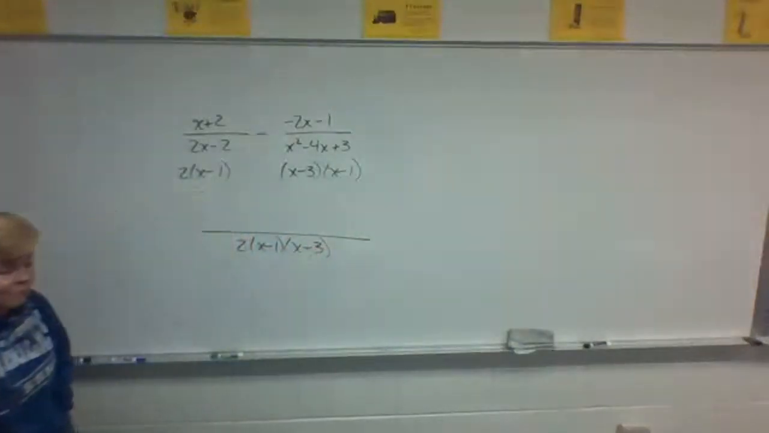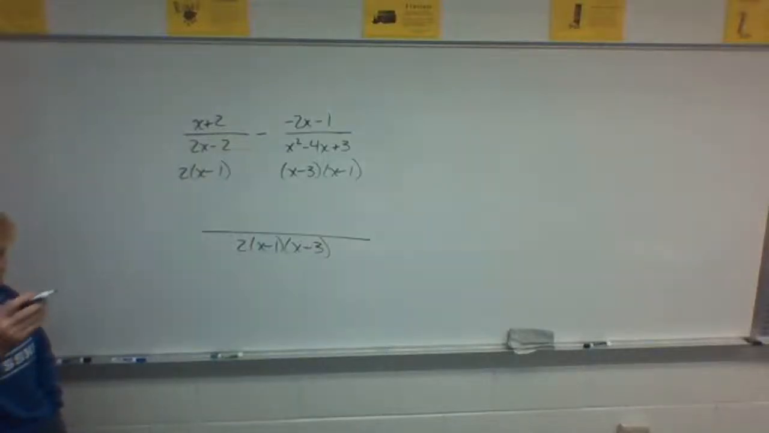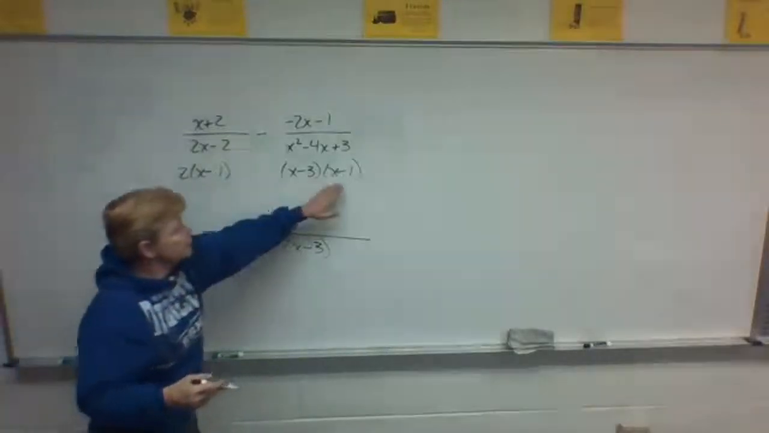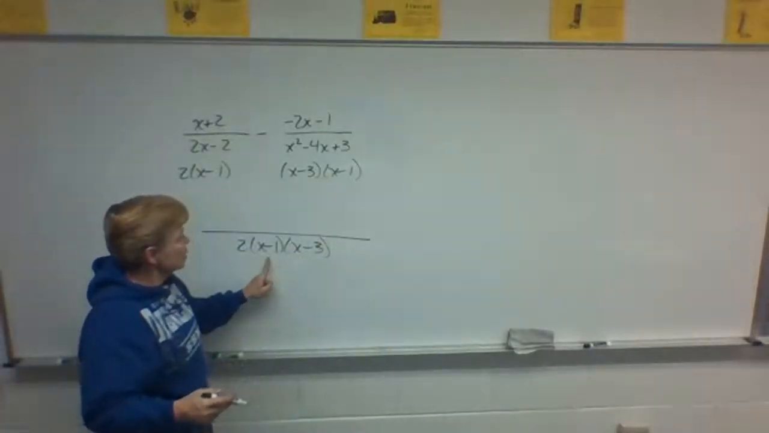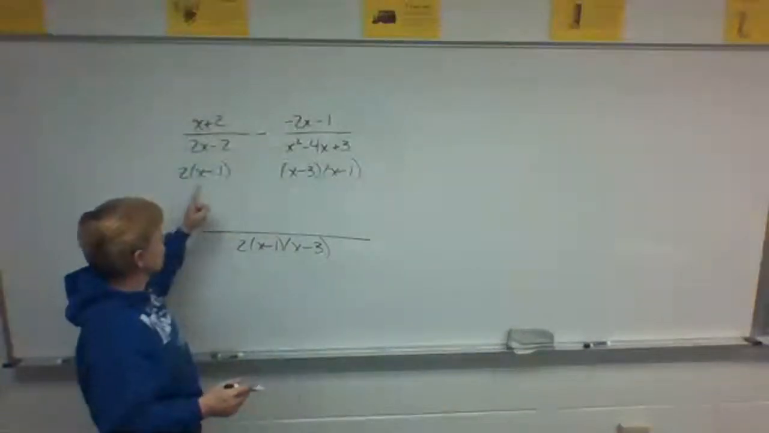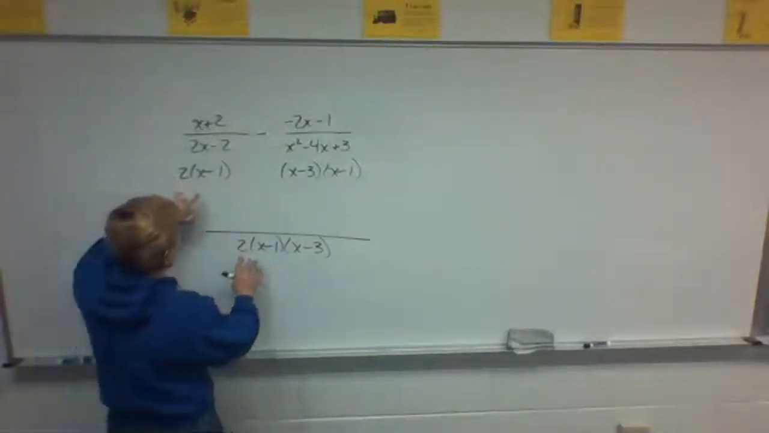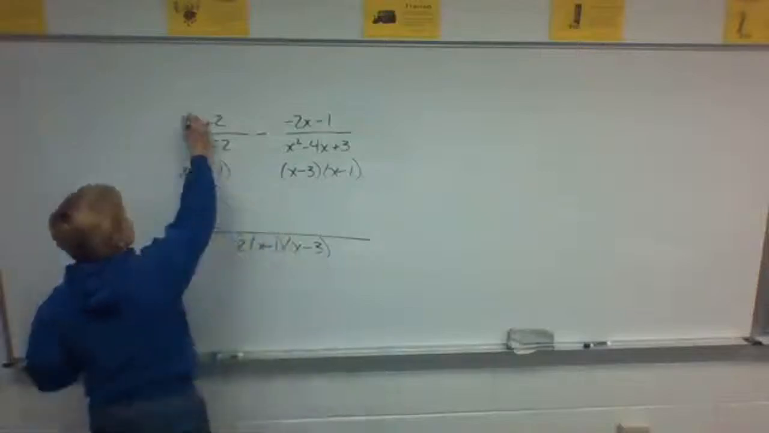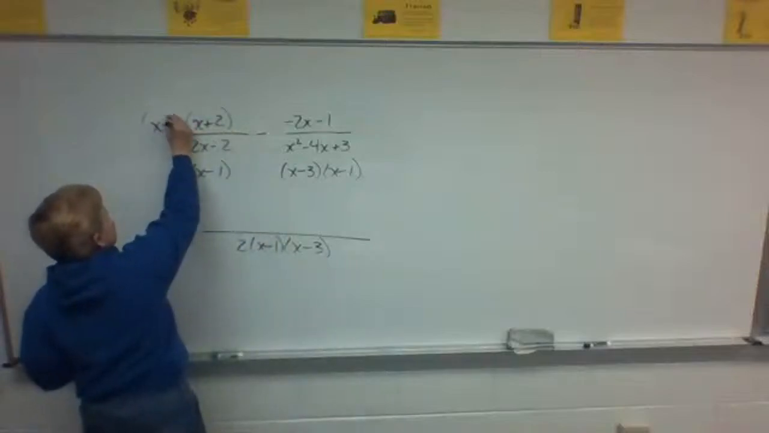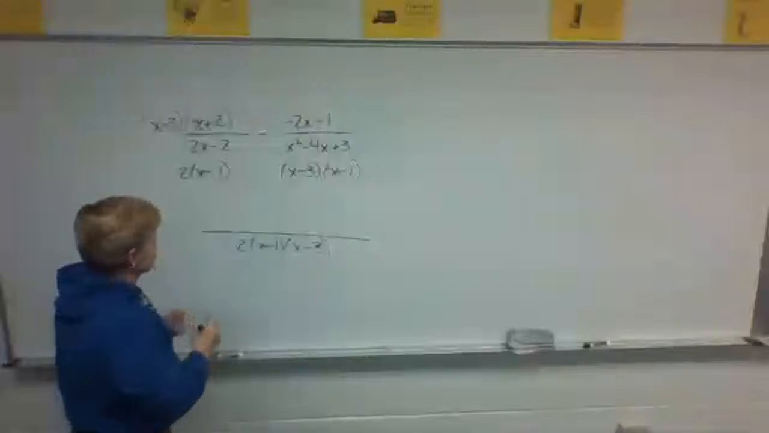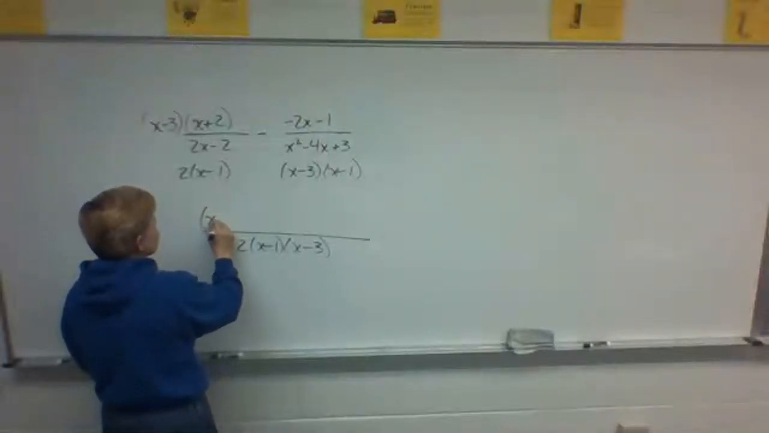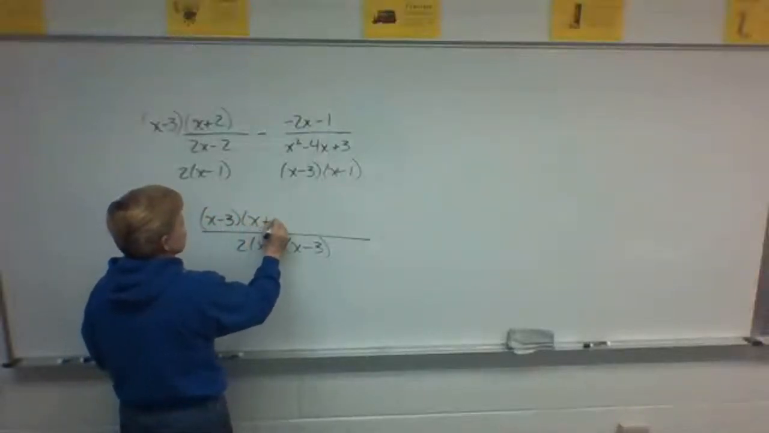Y'all see it? With the writing down things? We had 2 x minus 1s, 1 in each one. We only need 1. But we need an additional x minus 3 in that too. They only showed up once. We need them. This one has these 2 and is missing x minus 3. So I want to multiply this by x minus 3. I'll just write down what I want to do. So x minus 3 times x plus 2, and I'll do that in the next step.